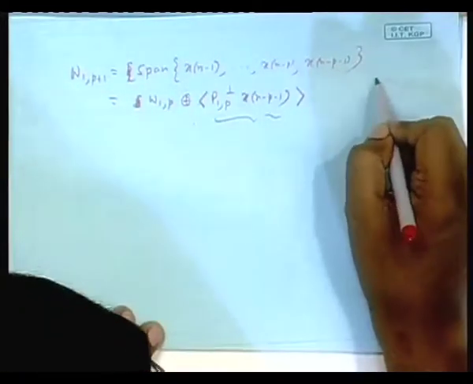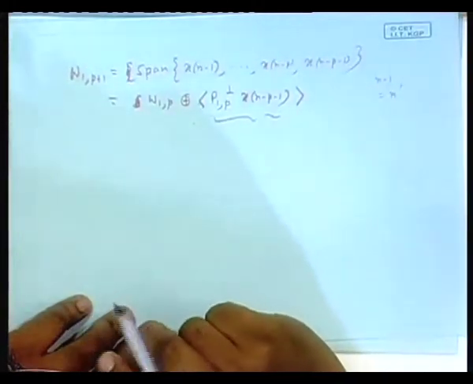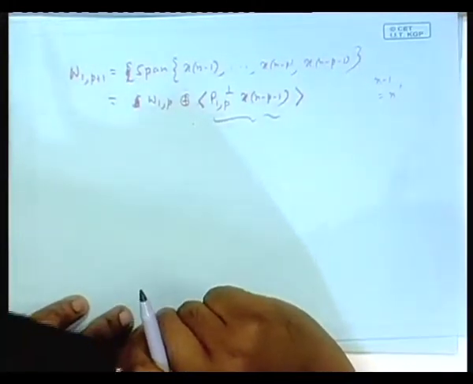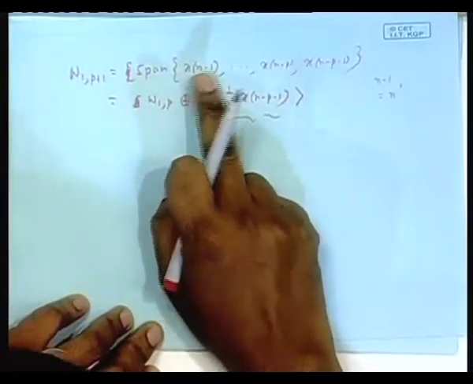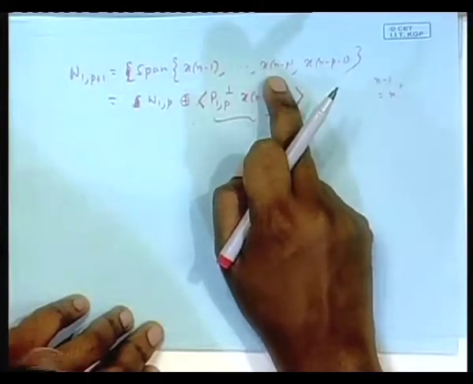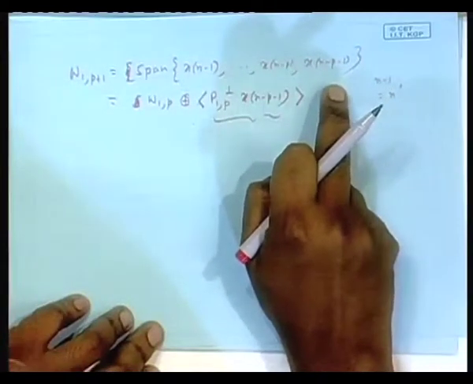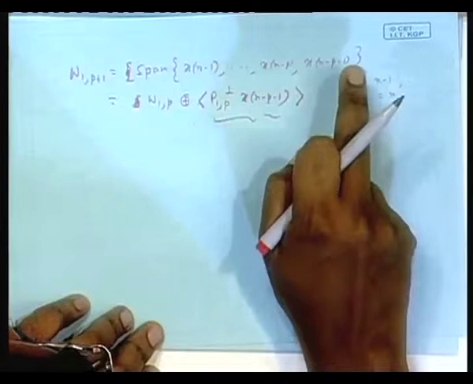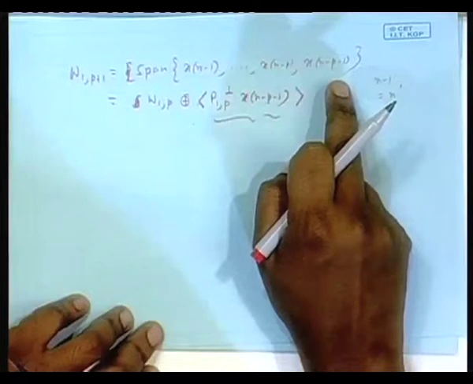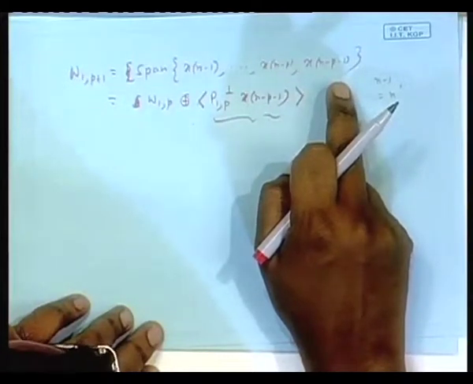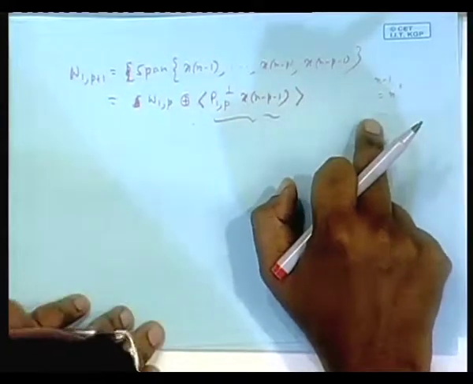Now, suppose you call n minus 1 n prime. Then what does that mean? This is x n prime minus 1 up to n prime minus p plus 1, and n prime minus p. So this is projecting x n prime minus p onto its p future terms, and the error. So it is the pth order backward prediction error, but at what index of time? At n prime index of time. What is n prime? n minus 1.